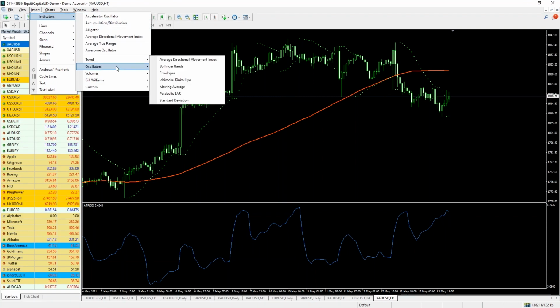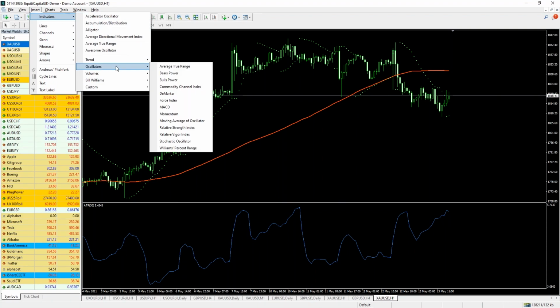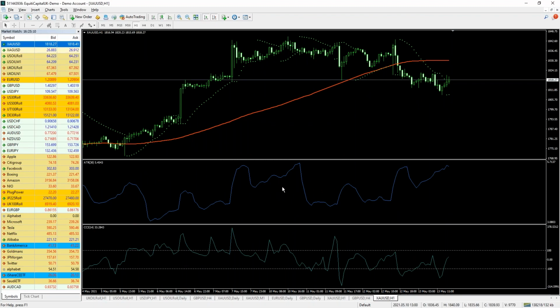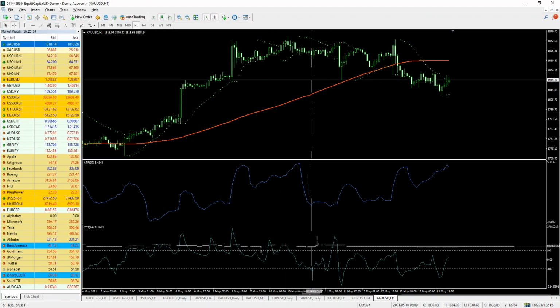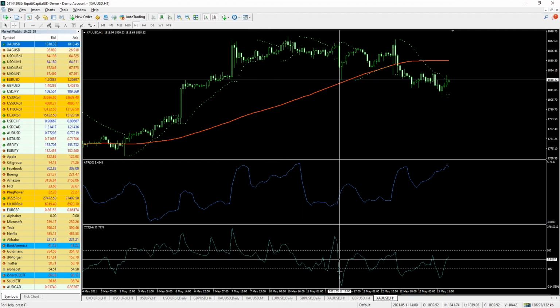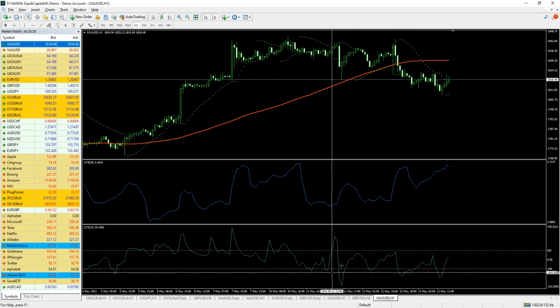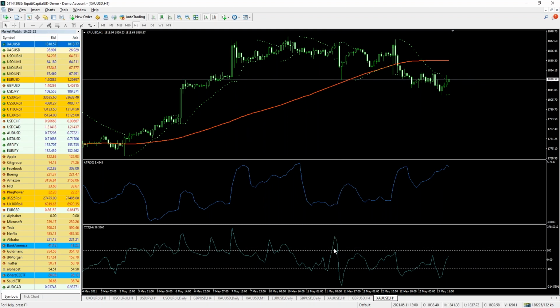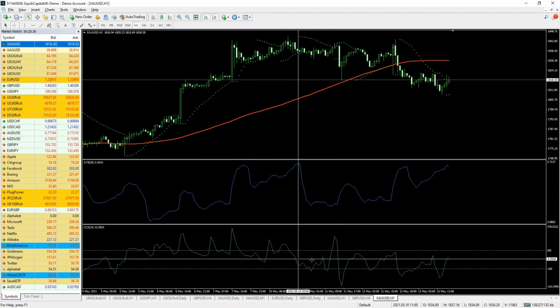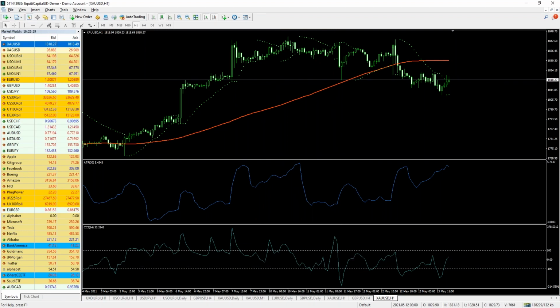Also, let's see another one. So we have the commodity channel index. This is a CCI. This is an indicator where whenever prices cross below the 100, that's a signal. Whenever it crosses above the 100, that's another signal. And whenever prices are between them, that's range trading, and so on. So these are the types of indicators.